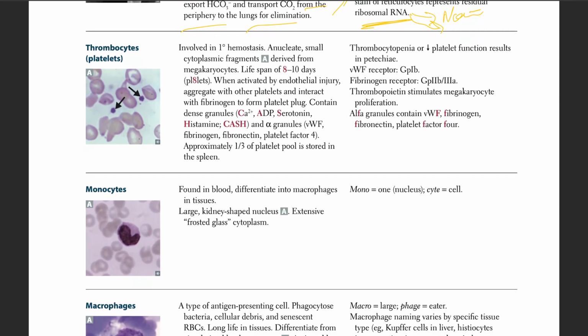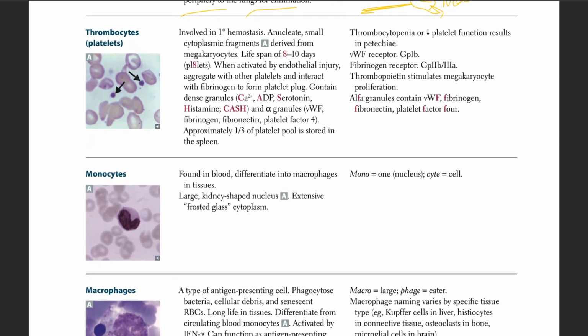Okay, coming to the next thing, we have thrombocytes. Thrombocytes are the platelets involved in the primary hemostasis. Anucleate, again anucleate, small cytoplasmic fragments derived from megakaryocytes. Lifespan of only 8 to 10 days. When activated by endothelial injury, they activate other platelets and interact with the fibrinogen to form the platelet plug, and this will be coming up in the pathology things.